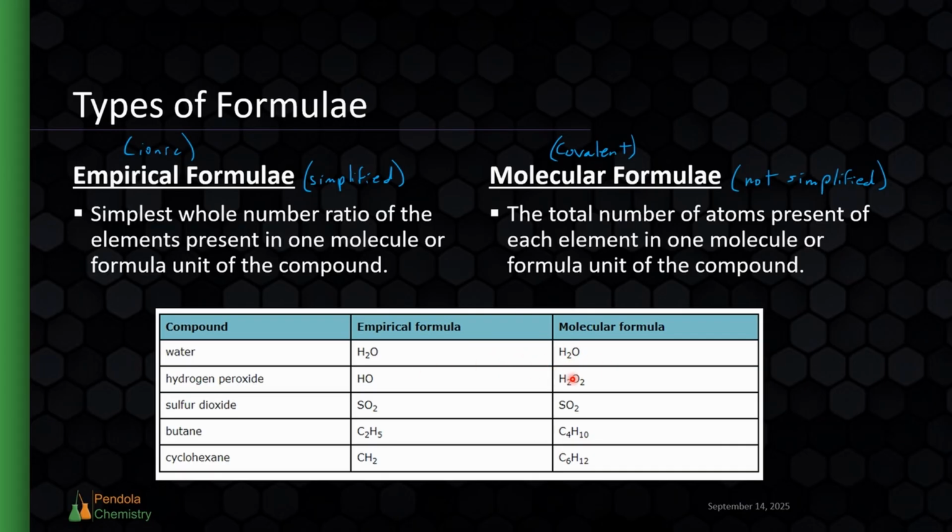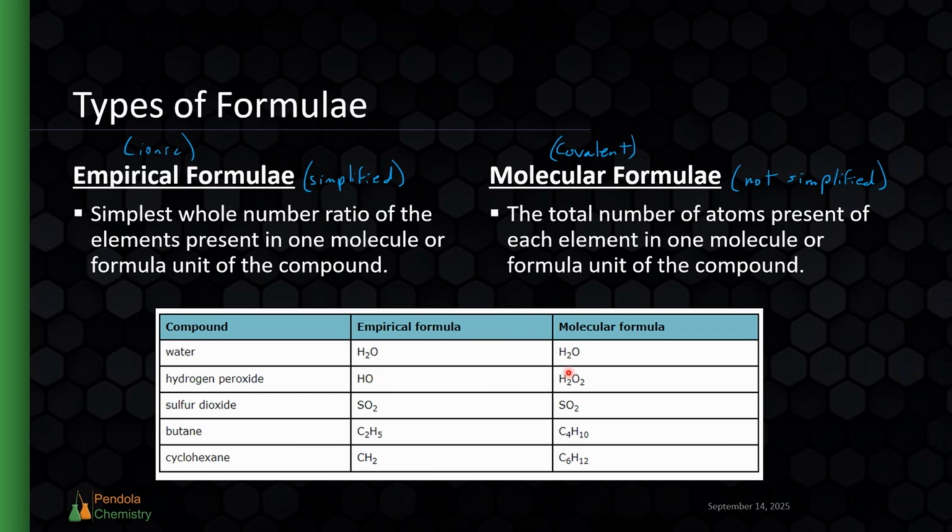On the other hand, hydrogen peroxide, H2O2, does have a difference between the molecular and empirical formula. H2O2 is a 2-to-2 ratio that can be simplified to a 1-to-1 ratio. So H2O2 is the molecular formula of hydrogen peroxide, but the empirical formula is HO.